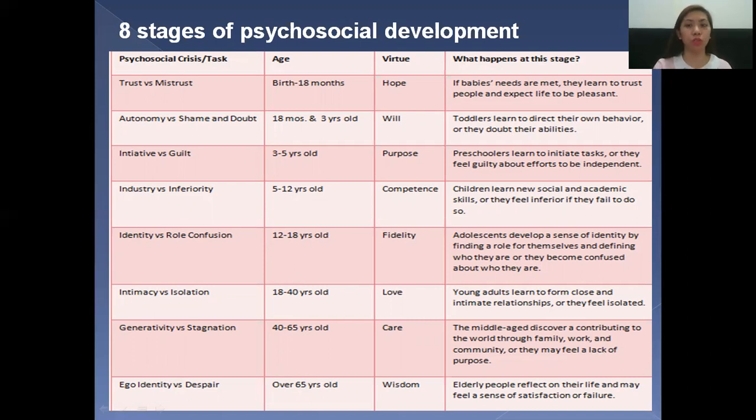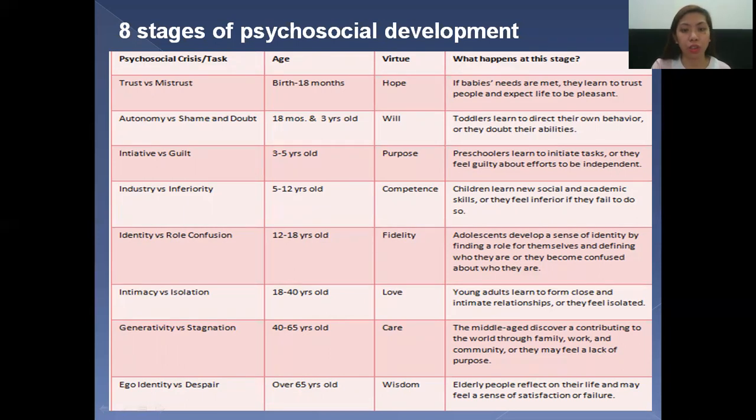Identity versus role confusion is a stage where adolescents develop a sense of identity by finding a role for themselves and defining who they are, or they become confused about who they are and what they want to be. Intimacy versus isolation is when young adults learn to form close and intimate relationships or they feel isolated.